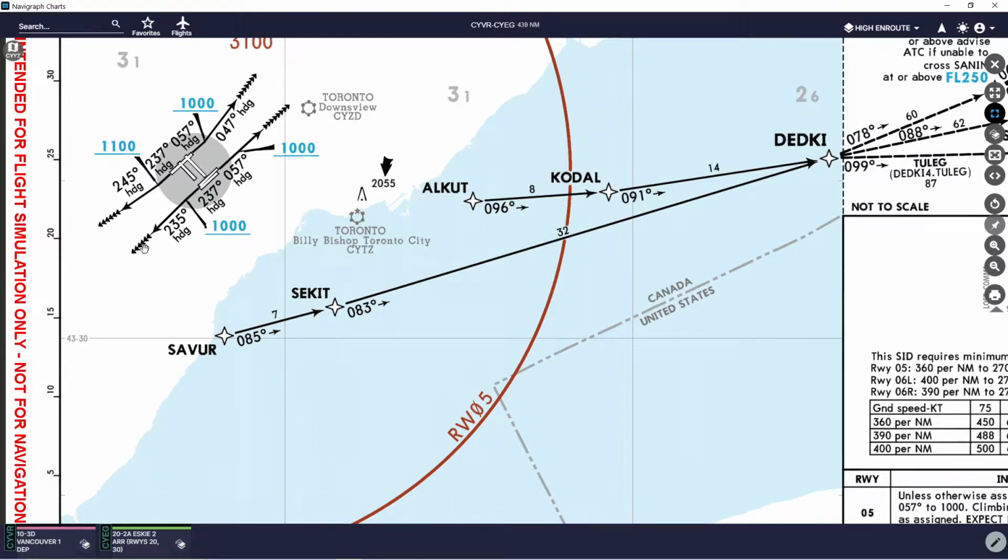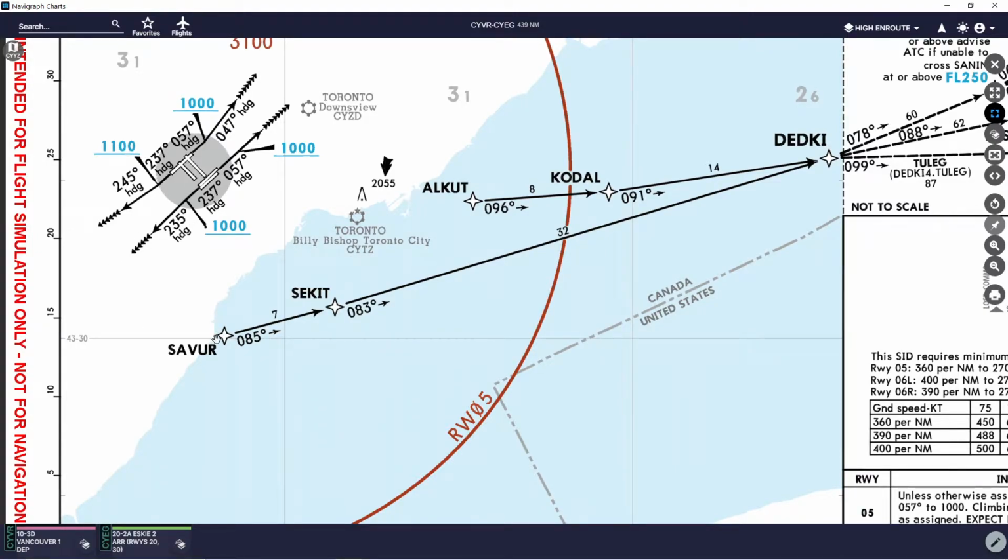We're going to fly vectors here. And then ATC, somewhere about 3,600 feet in Toronto, don't quote me on that, but 3,600 feet, you're going to say, Air Canada 123, turn left direct to Savior on course. And then you're going to make that left turn direct to Savior. In this case, you're going to whoop and direct to Savior.